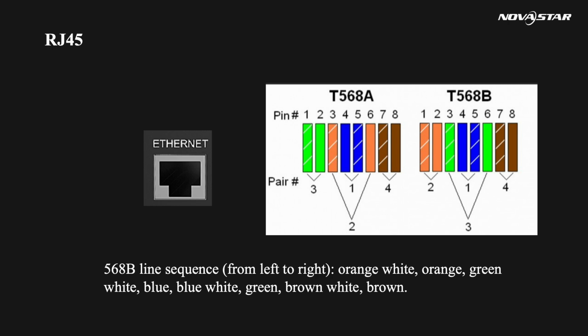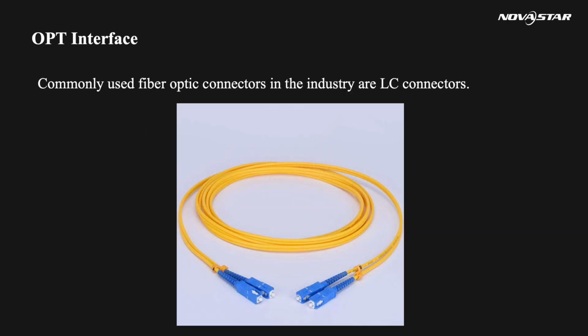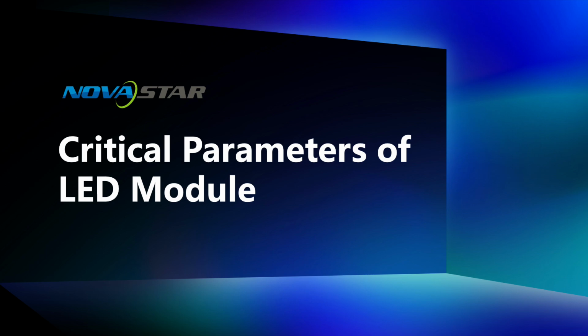So as you can see from the picture, the line sequence for T568B goes from orange-white, orange, green-white, blue, blue-white, green, brown-white, and brown. The last one is mostly used for transmit data. That is fiber. Here is the commonly used fiber optic connectors in the industry. Here are the LC connectors.